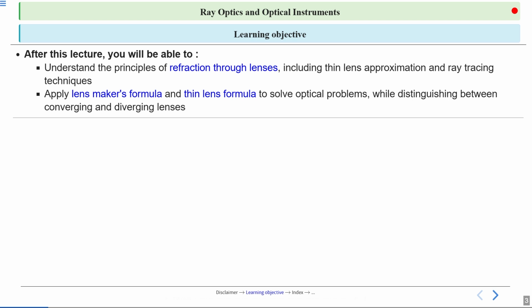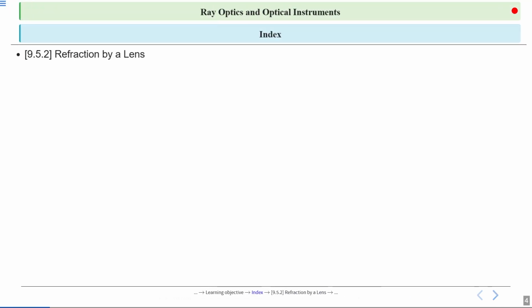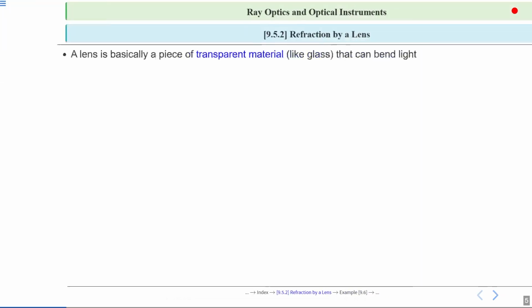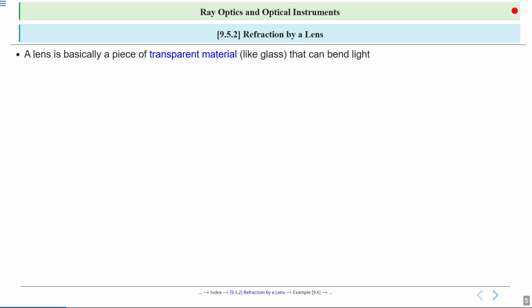And the thin lens formula. Like we have discussed and derived the mirror formula, similarly, we will derive the thin lens formula also to solve optical problems, while distinguishing between the converging and diverging lens. So what is a converging lens and what is a diverging lens? We are going to discuss that also. The topics that we are going to cover today are NCERT section 9.5.2, refraction by lens, and example 9.6. Okay, so let's begin.